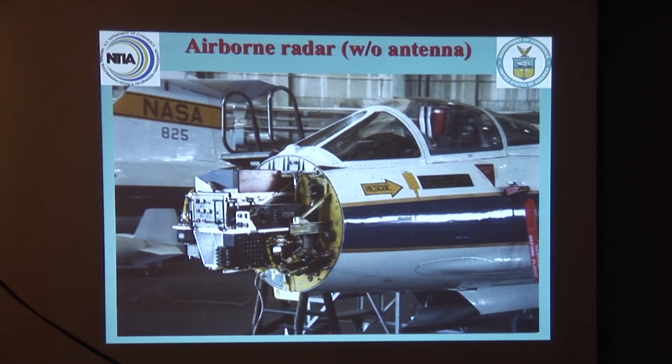Now, this is a view of a radar unit on the nose of a trainer aircraft, although there's a fighter version of this aircraft. And here, the antenna has been removed, but we see the rest of the radar unit. This includes the power supply, cooling, transmitter, and receiver electronics and circuitry. Clearly, everything possible has been done to minimize both the size and the weight of this radar and get it to fit inside the nose of this particular model of aircraft.